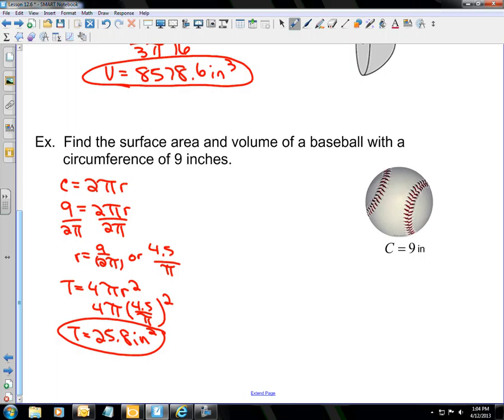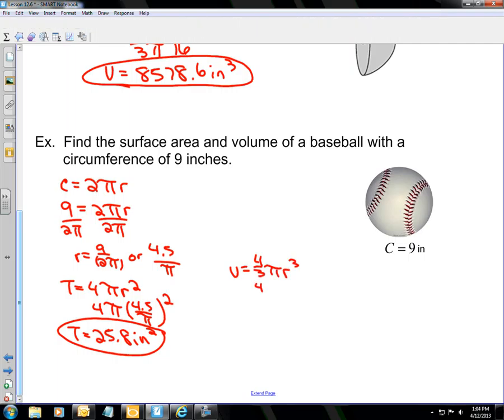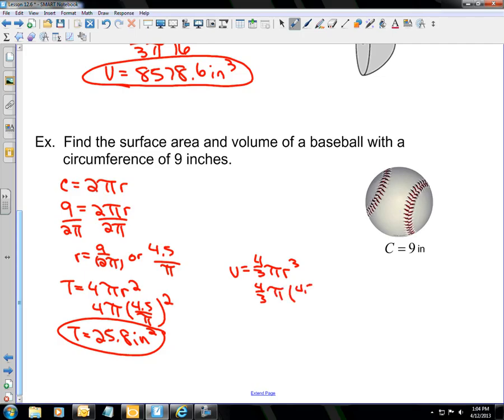Volume on this, right? Okay, so volume was what? 4/3 pi r cubed. So you're going to do the same thing. We're going to do 4/3 pi, and then we do the 4.5 over pi again, and we take it to the 3rd power. What'd you get? 12.3 inches cubed.